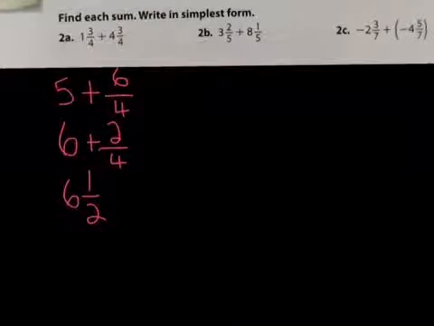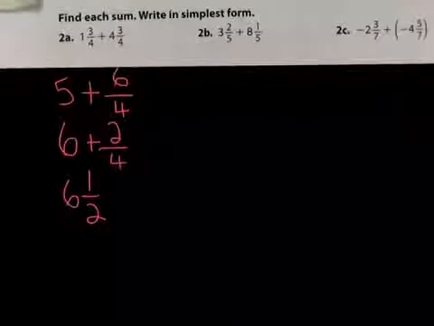Okay, again for 2B, I'm going to estimate. I have just less than half, so I'm going to round this down to 3 and this down to 8. And so I have about 11 1/2, because these two should make up another half. So my estimate is going to be about 11 1/2. Okay, let's hope I get that.